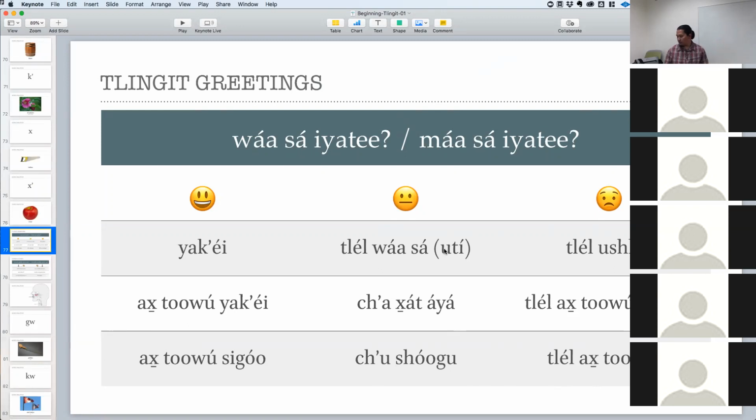Okay, we'll go through these others and we'll take a break. The chet goes right in between sa and uti because it's an object pronoun, so it's got to go really close to the verb.